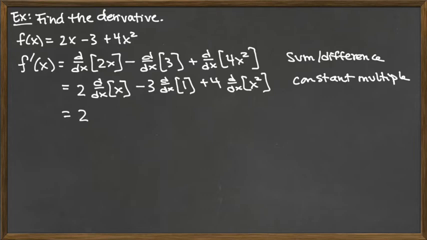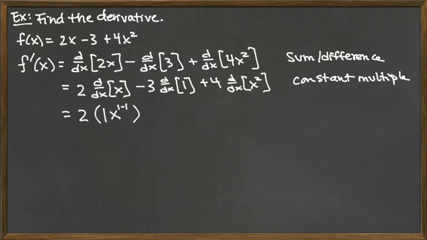Okay, so we've got the derivative of x. Now remember that x would have an implied exponent of 1 there. So if we have the exponent of 1 and we want to use the power rule, we bring down the exponent of 1, and we subtract 1 from that exponent.